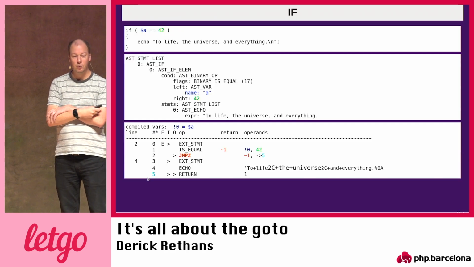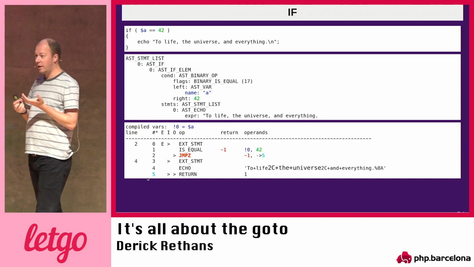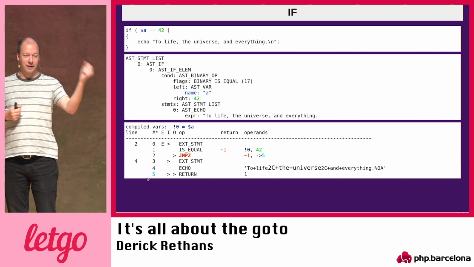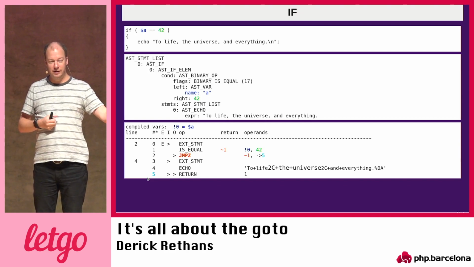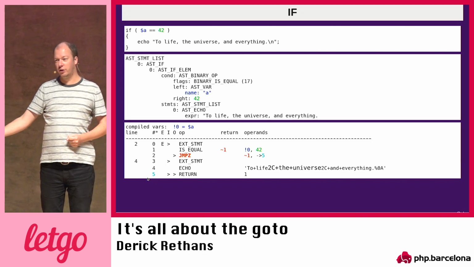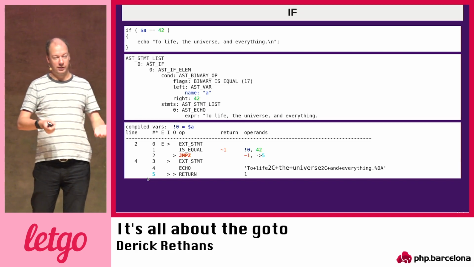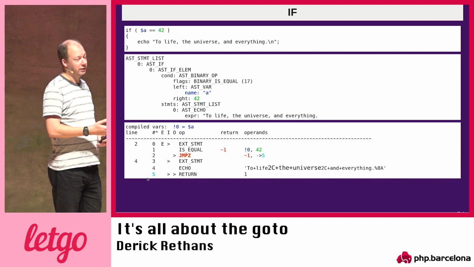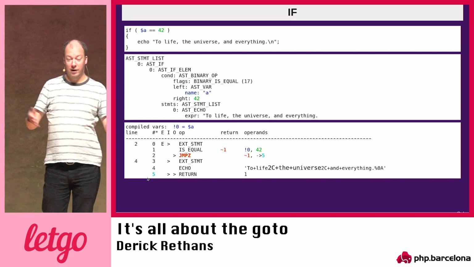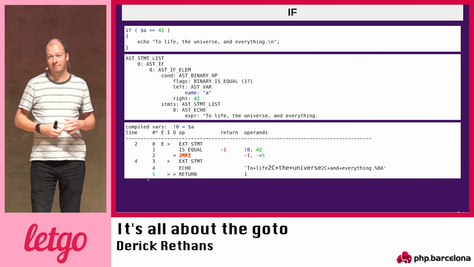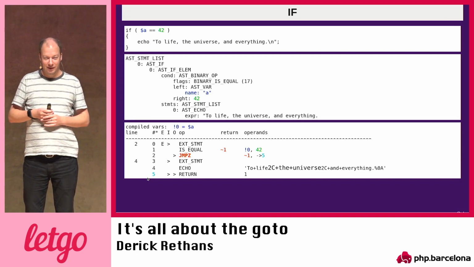All right, so let's have a look at an if statement. An if statement is pretty simple. You have an expression on your left-hand side of the equal sign and an expression on your right-hand side. So in this case, we're comparing A to be 42. And if A is equals 42, then we're echoing to life, the universe, and everything. Had to come up with something here, right?